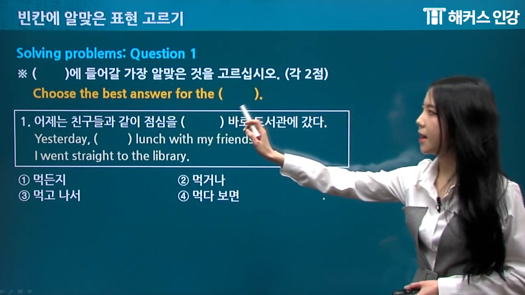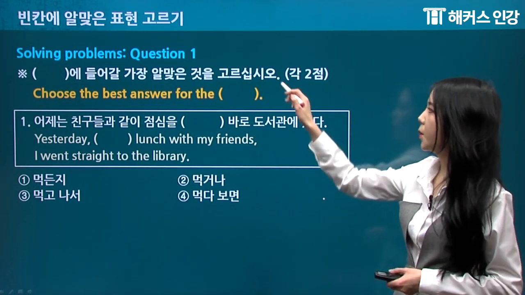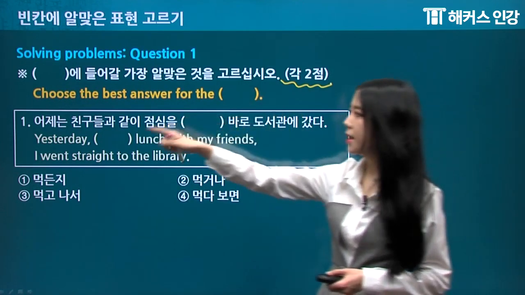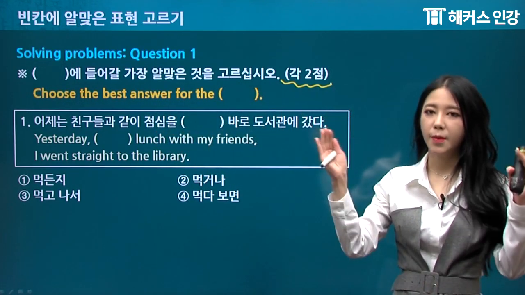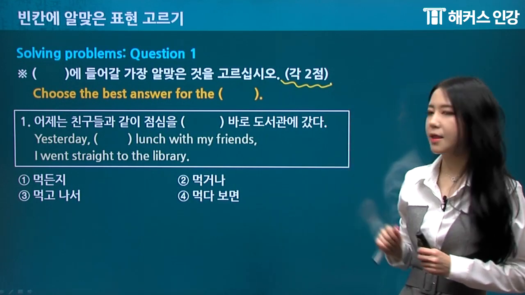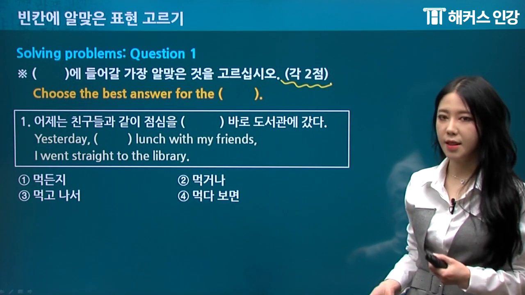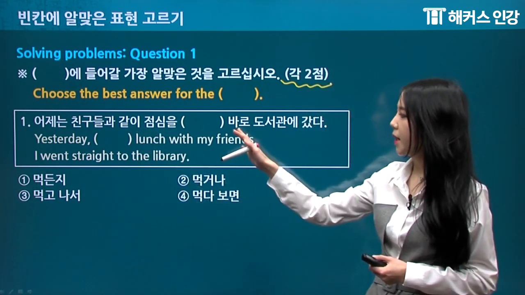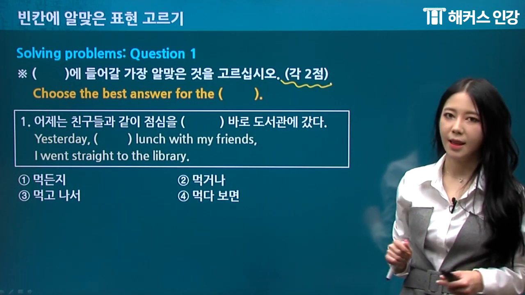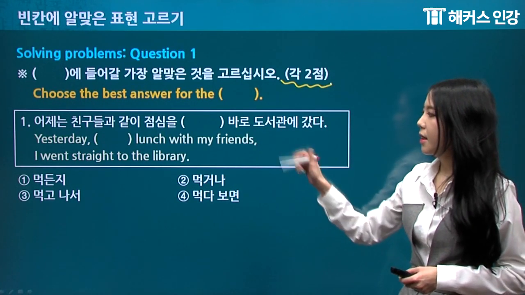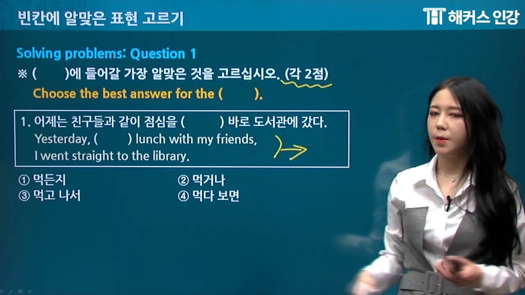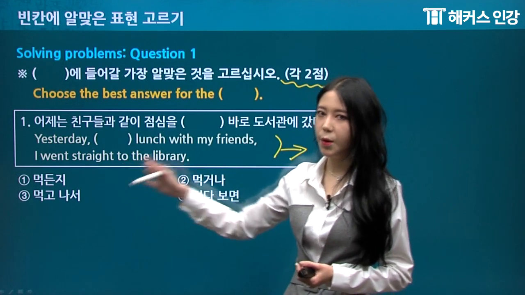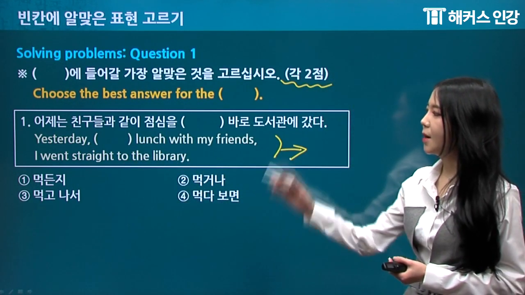blank에 들어갈 가장 알맞은 것을 고르십시오. 각 2점 is just points, so 2 points given to you, right? Which means choose the best answer for the blank space, right? This is a declarative sentence that they gave us, right? 어제는 친구들과 같이 점심을 blank 바로 도서관에 갔다, right? The sentence below are translated sentences or translated words that I give you and won't be in the test, right? But let's go over it.